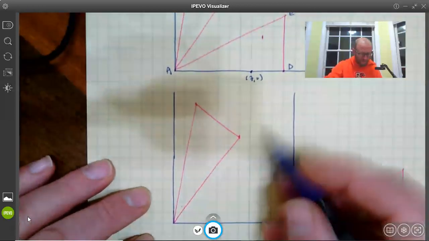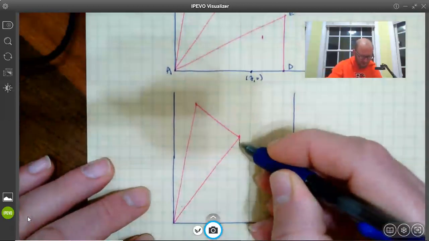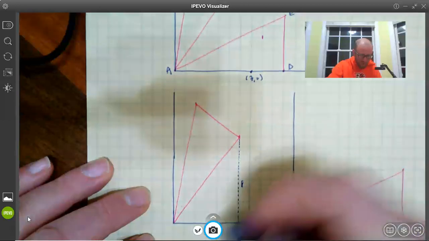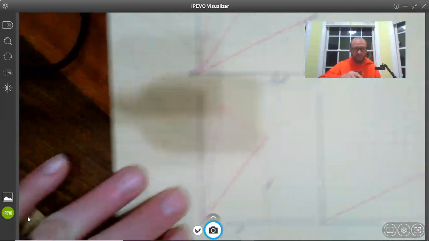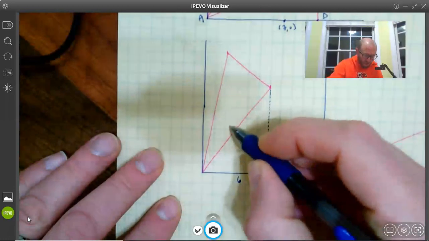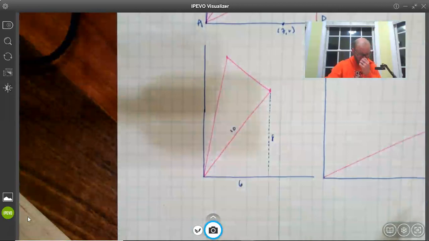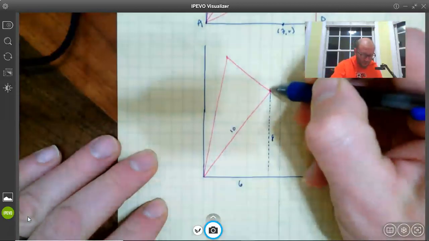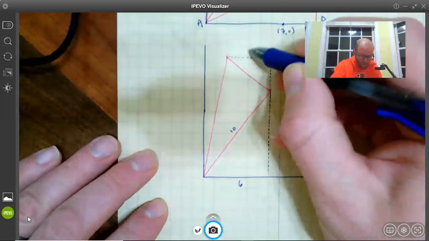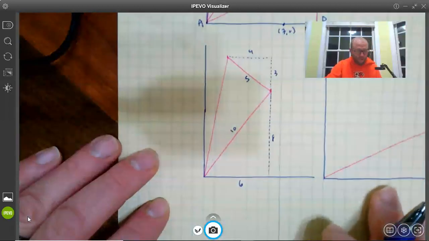So I have this side here is 1, 2, 3, 4, 5, 6, and then 1, 2, 3, 4, 5, 6, 7, 8, so 6 and 8. And we should recognize this as the 6, 8, 10 triangle because it's 2 of the 3, 4, 5 triangles. That was the larger version of the 3, 4, 5 triangle. Up here we have 4, 3, so 5. Recognize that as the 3, 4, 5 triangle.